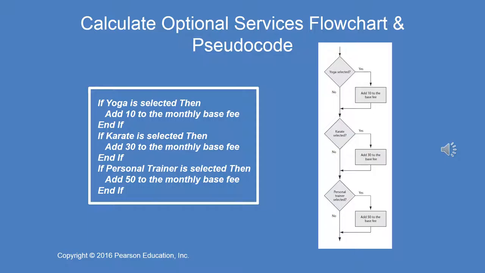Then it goes to a new branching mechanism, a new if then statement. If karate is selected, then add 30 to the monthly base fee. The monthly base fee might have already been incremented by 10 because yoga was selected. So this is not if yoga is selected, do this, else if karate is selected, do this. These are independent if then statements that will increment the base fee if one or more of those is selected. And there's the flow chart on the right. And you can see it's not a multi-way branch. It is a series of independent if-then statements.